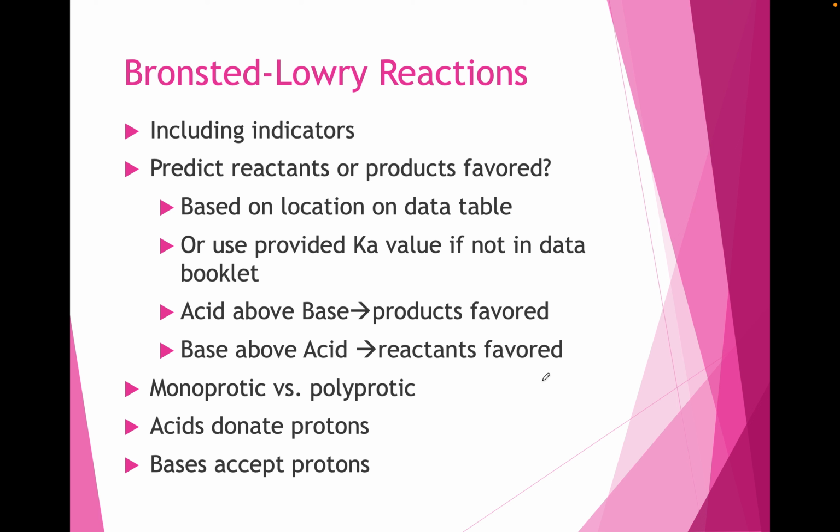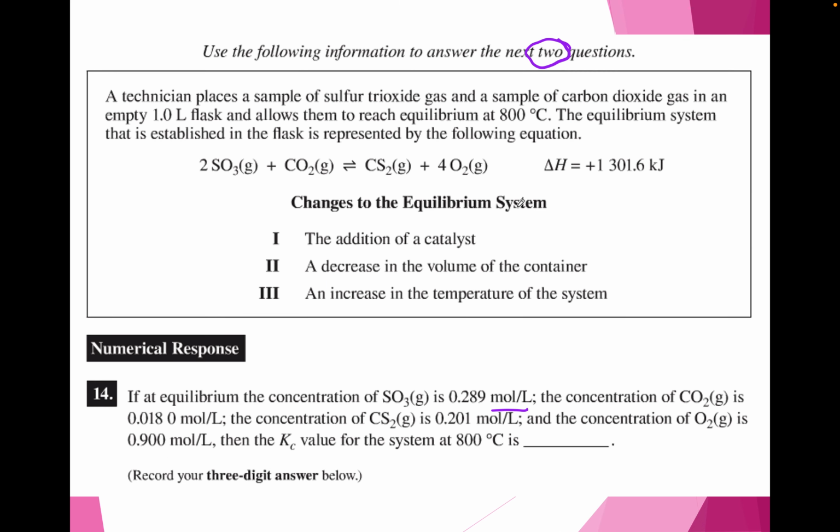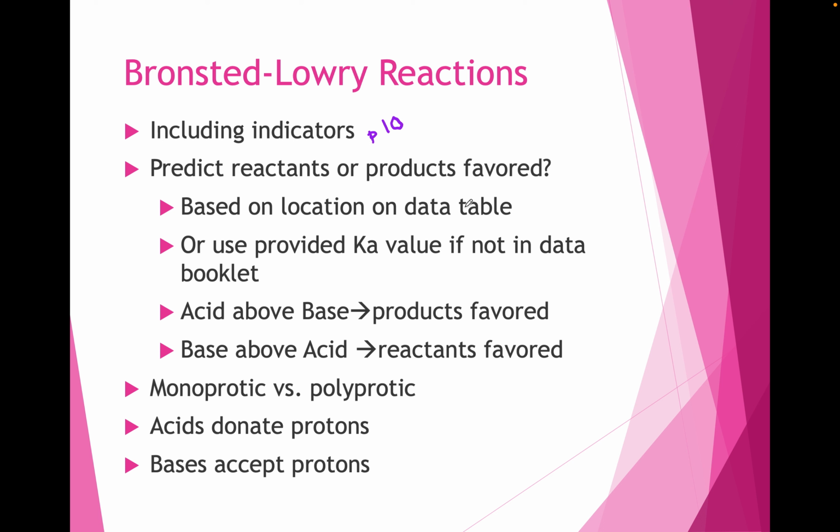Now moving on from here, the next part that we start to look at is Bronsted-Lowry reactions. I'm sorry about that. Here, we will always want to include an indicator. If you're in Alberta, unless it tells you otherwise, the indicators you would take a look at are on page 10. And then you'd also want to be able to tell what's being favored. That is all based on location in your data booklet. Again, in Alberta, your data booklet has your acids and bases on pages 8 and 9. So based on 8 and 9 and placement of your acid and your base, you'll know what's being favored.